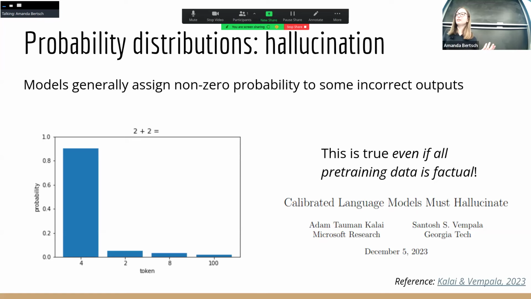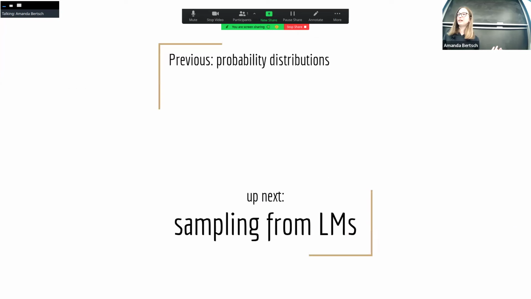So if we have these issues, how do we actually get a good output out of the model? To do that, we're first going to talk about some sampling methods. But I want to pause here in case there are any questions on this idea of a model as a conditional distribution.